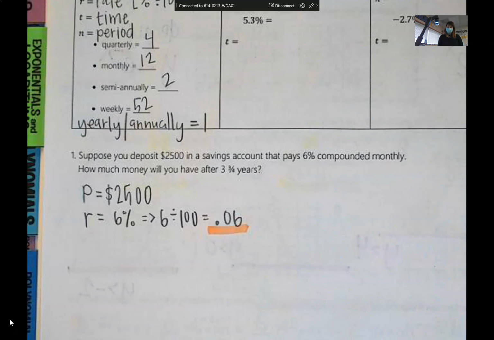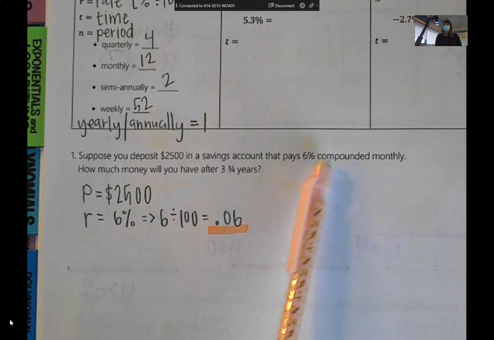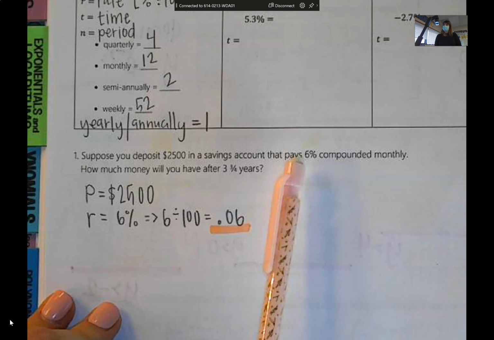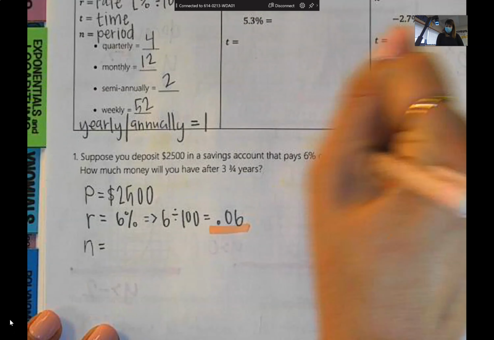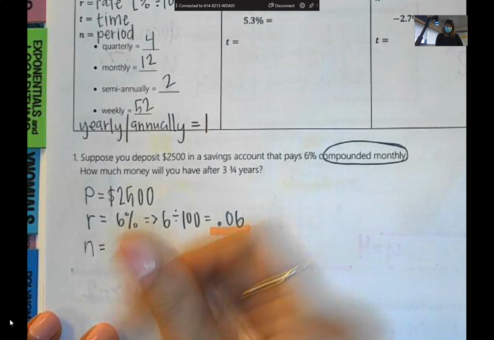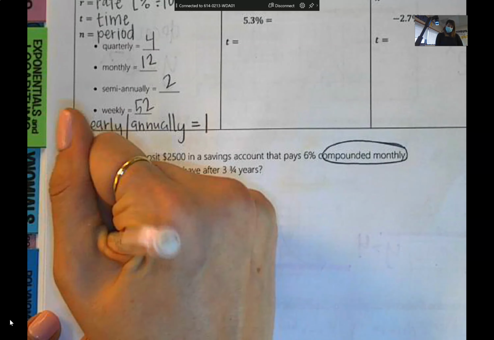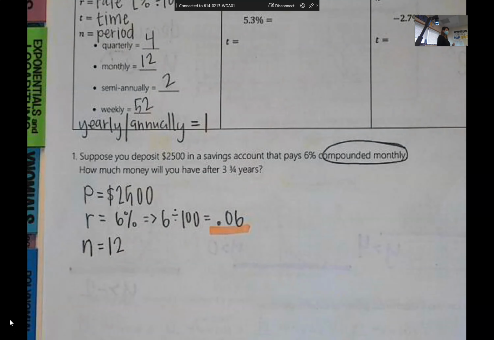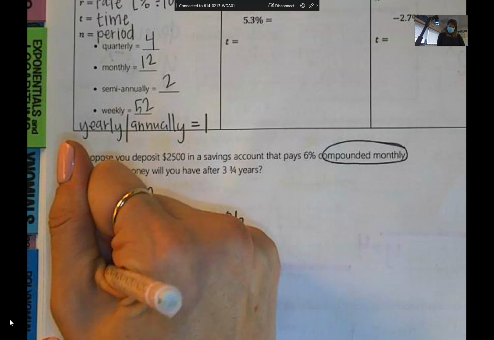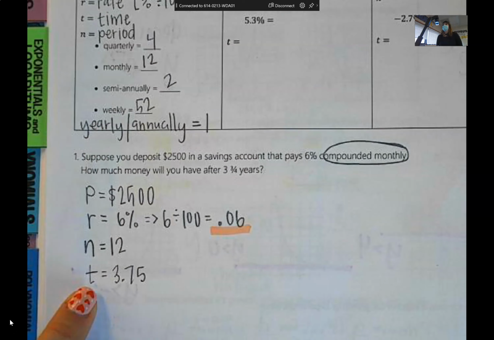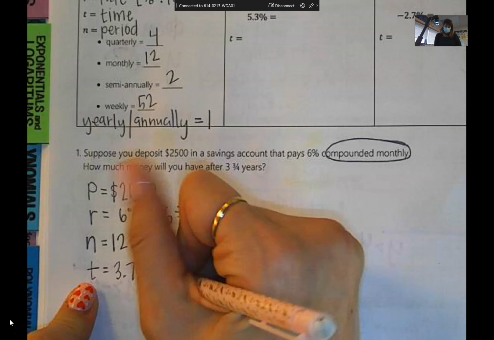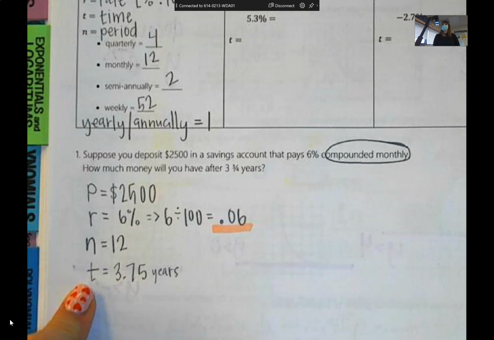So we deposit $2,500. It's going to grow at a rate of 6%. Our period, our N, is compounded monthly. So N is 12. My balance is going to get bigger 12 times a year. And then they want to know what happens after 3.75 years. So time is 3.75 years.